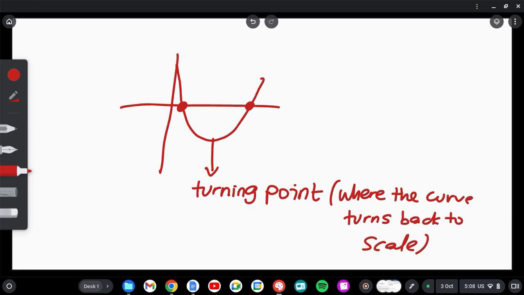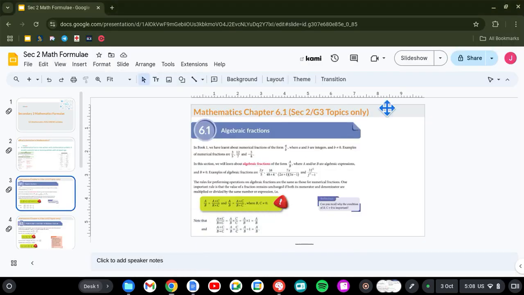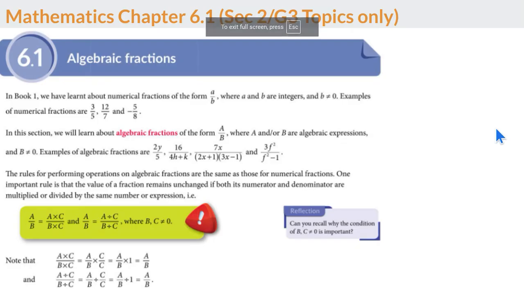Okay, then chapter 6. Chapter 6 is the one that I want to cover here. Chapter 6.1 is algebraic fraction. There's one important rule you need to remember, which is a over b equals a times c over b times c. Same thing goes for divide.